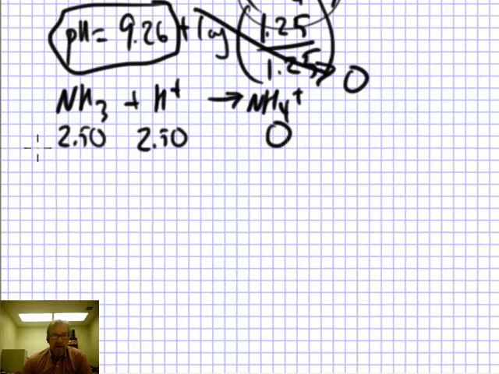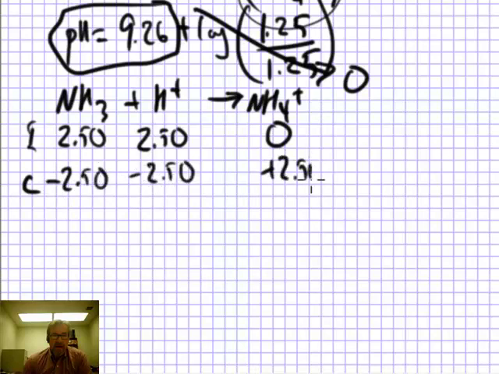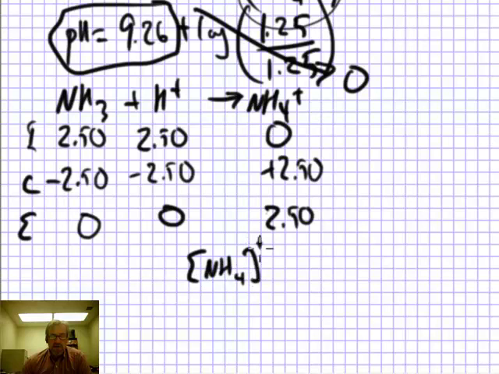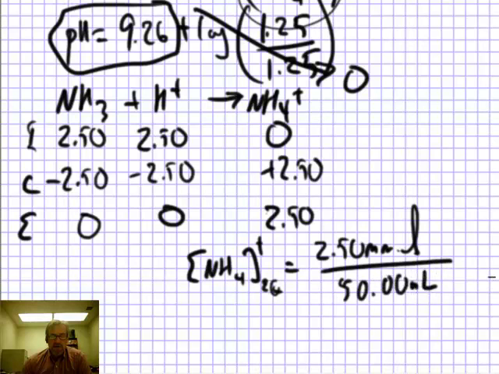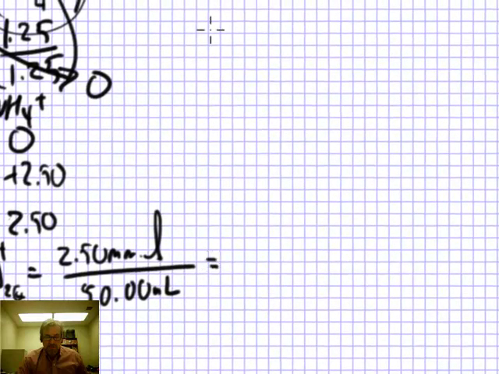So that's initial. The change, we're going to lose 2.50 millimoles of both reactants, and we're going to gain 2.50 millimoles of product. So at the end, at the equivalence point here, we have none of the weak base or the H plus, but we have 2.50 millimoles of NH4 plus. So what's the concentration? Well, the concentration of our NH4 plus at equilibrium here is going to be equal to 2.50 millimoles divided by the total volume. We added 25 milliliters to 25 milliliters, and so we now have 50 milliliters. Concentration here is 0.050 molar.